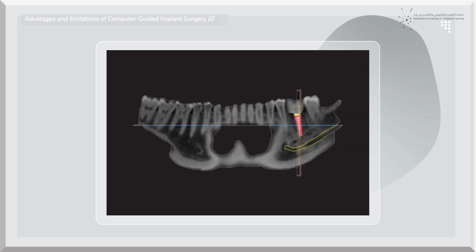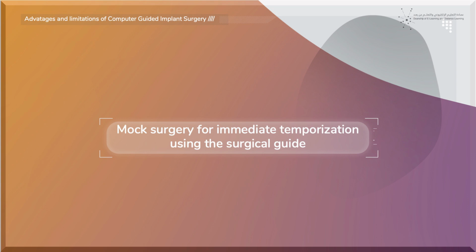So this is a virtual plan using Blue Sky Plan software, and this is a periapical radiograph showing exactly the executed surgery. Another way of doing immediate temporization using the surgical guide is to do mock surgery.